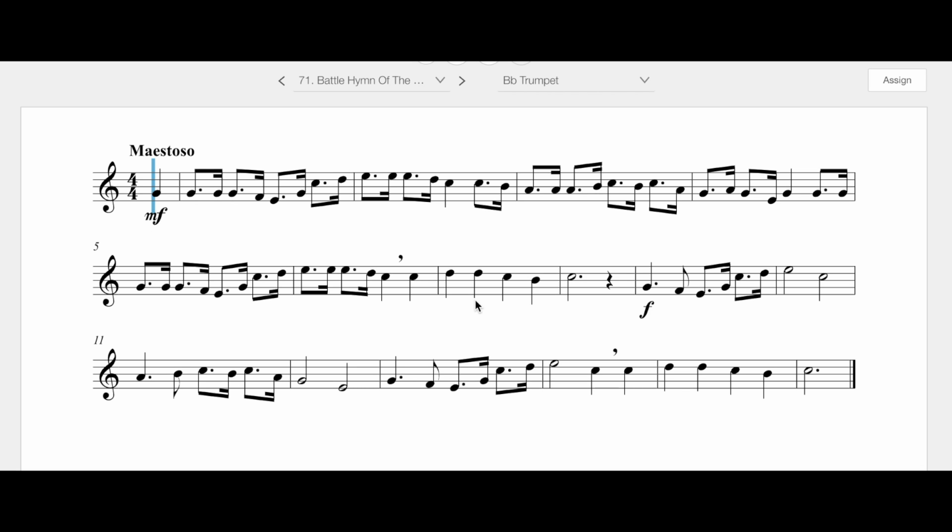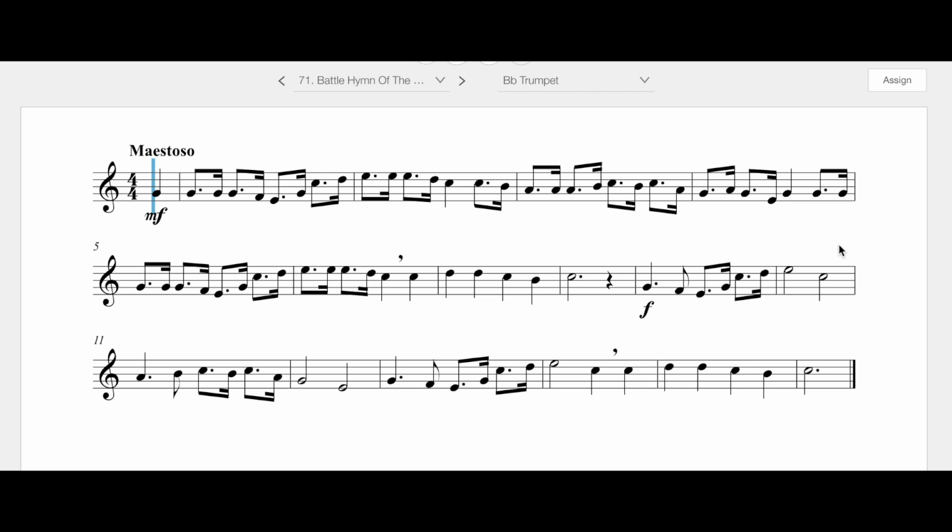Now, for strategy for learning this one, I recommend that you do this one probably in 2-measure chunks. And then right here, when you see this line right here, notice that it is very similar to what you have right here. And then, of course, the key signature is going to be concert B-flat.